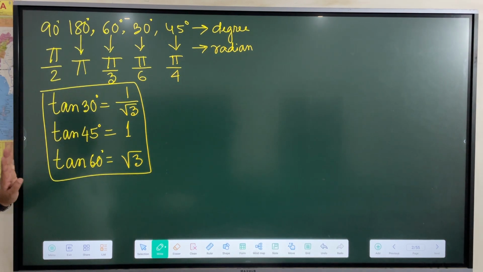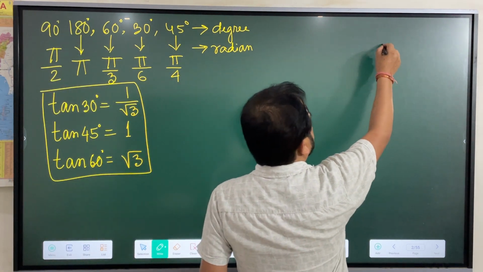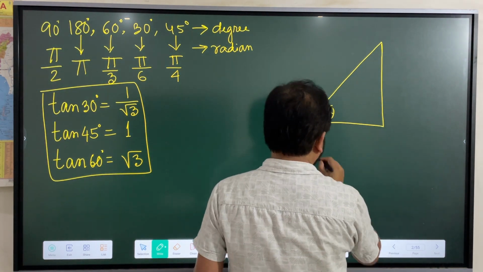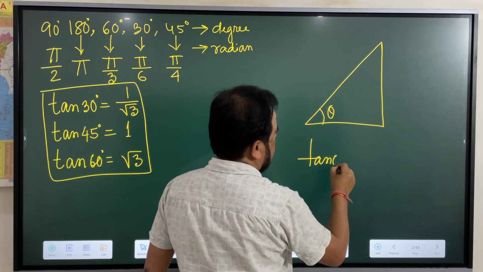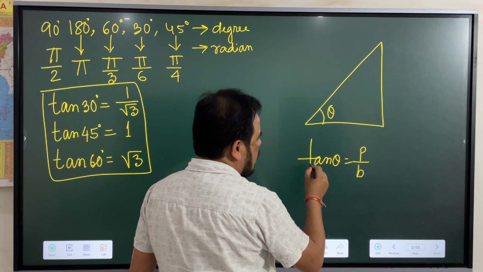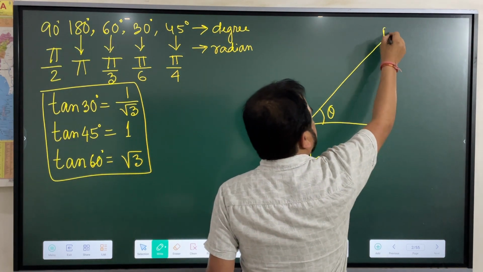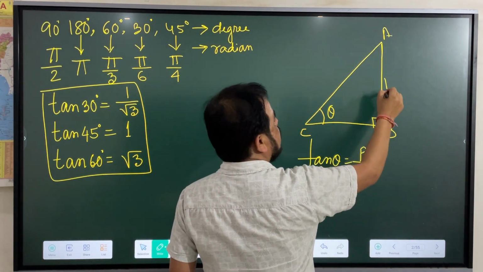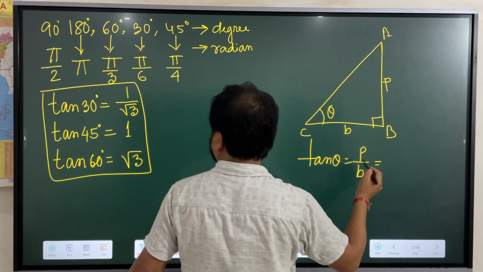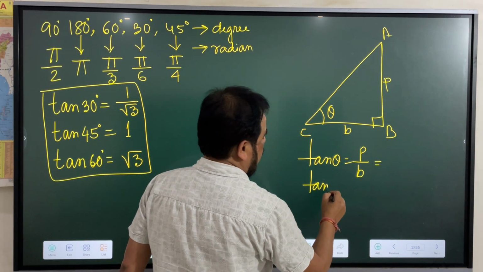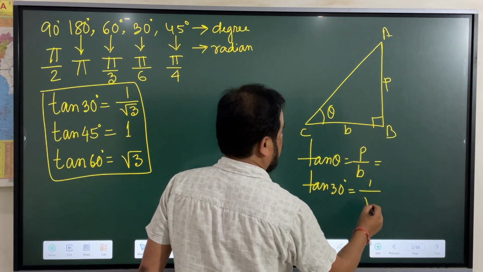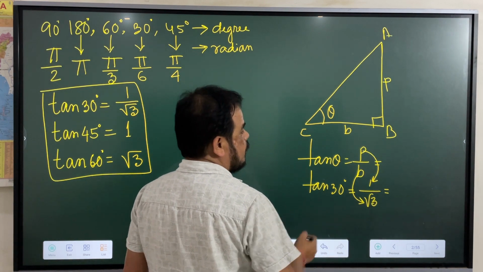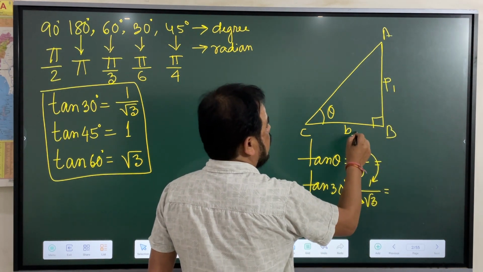Tan 30 degrees is 1 by root 3. So I will explain a little. This is a right angle triangle. This is theta. Tan theta is equal to P by B. This is 90 degree. So with respect to this theta, this is perpendicular, this is base. So what we have got: tan 30 degree equals 1 by root 3. That means P is 1, B is root 3.